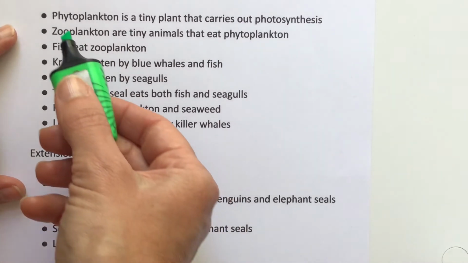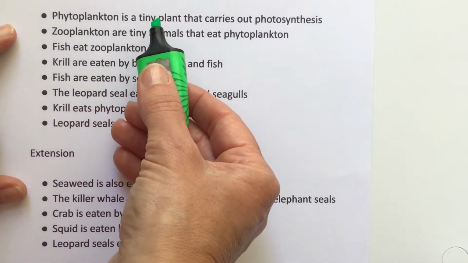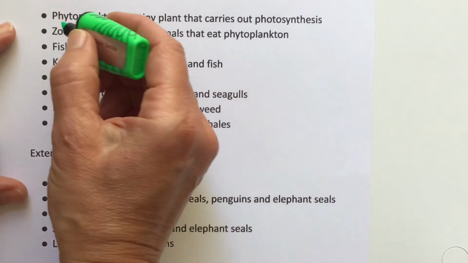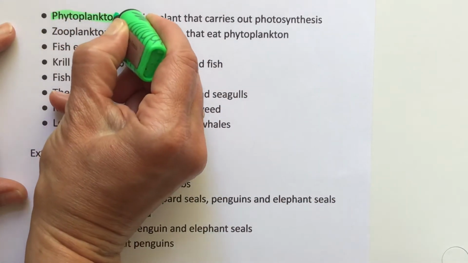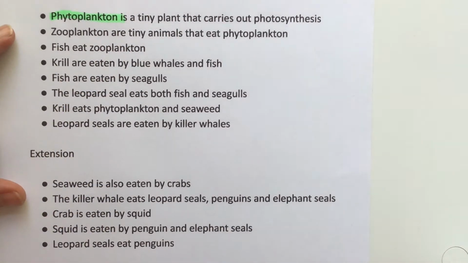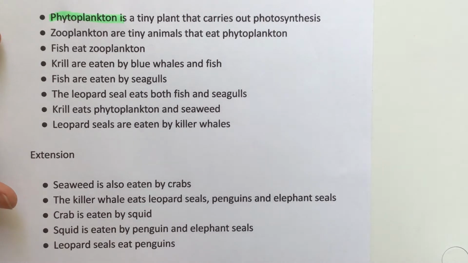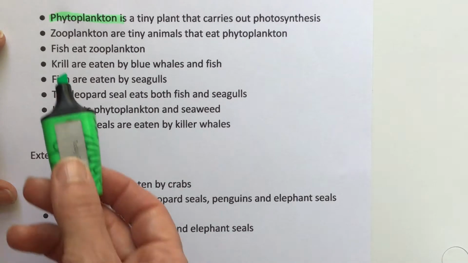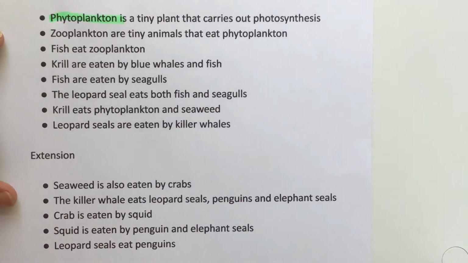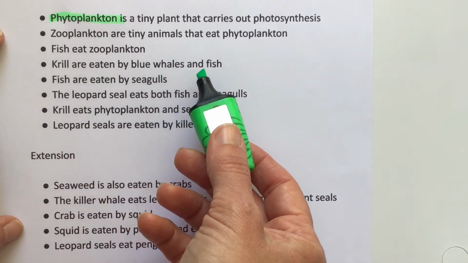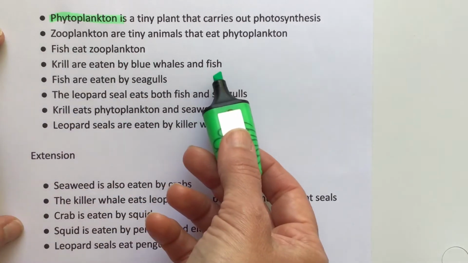So let's read through. Phytoplankton is a tiny plant that carries out photosynthesis. Okay, that's a very good clue. This is a producer. Phytoplankton. Zooplankton are tiny animals that eat the phytoplankton. Okay, so that tells me the zooplankton are the primary consumers, or one of them. Fish eat the zooplankton. Okay, so I'm starting to think of a chain in my mind there. Krill are eaten by blue whales and fish. Okay, there's a repeat of fish.